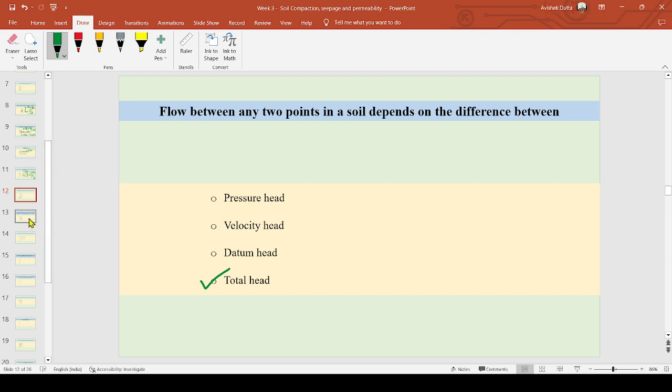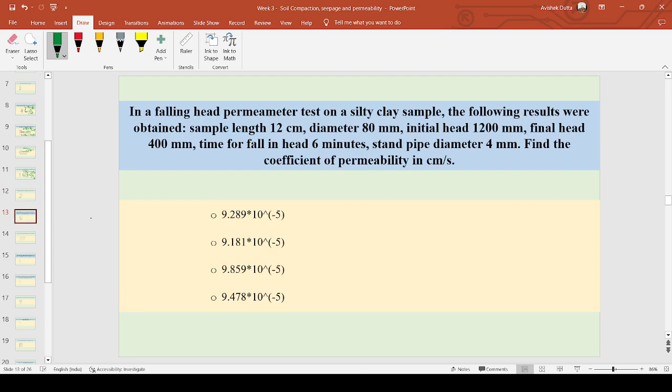Okay. Next question. Falling head test. Has anyone solved this question?